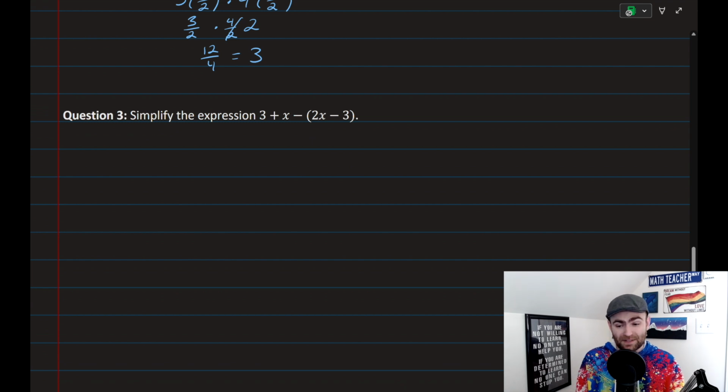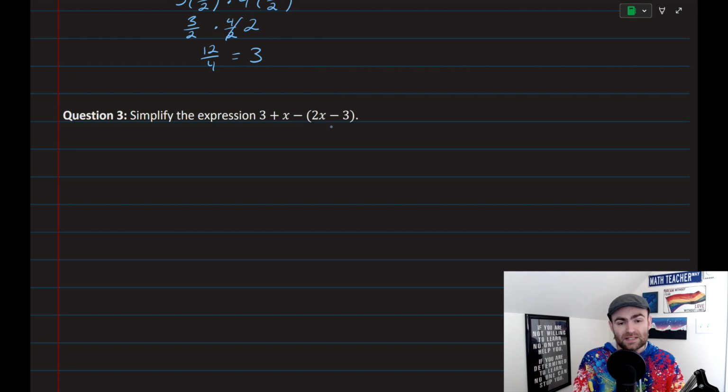Now we're going to simplify. So we are going to focus on our order of operations, but we're also going to keep in mind that variables and numbers don't mix with addition and subtraction. So if I see 2x minus 3, that's not going to be negative 1x. Those don't mix. They're like oil and water. So we're going to try to combine all the numbers with the numbers and all the variables with the variables.